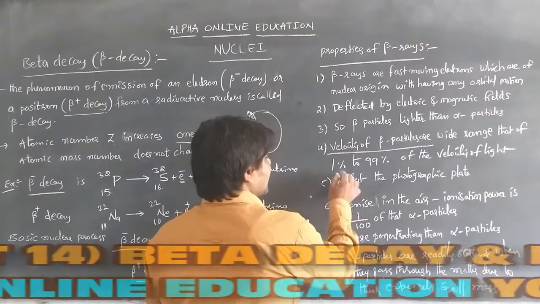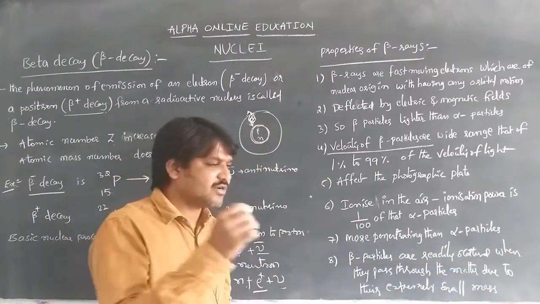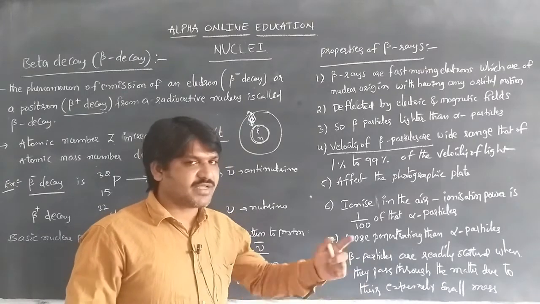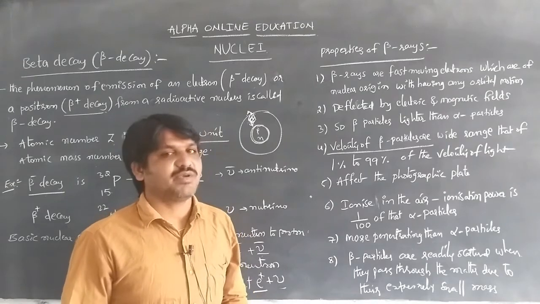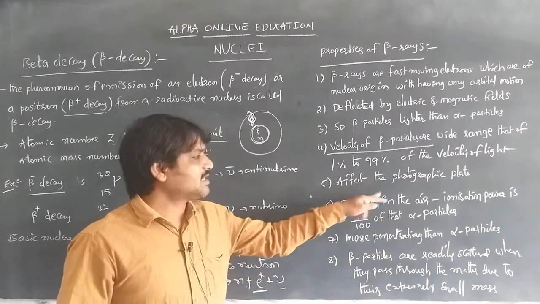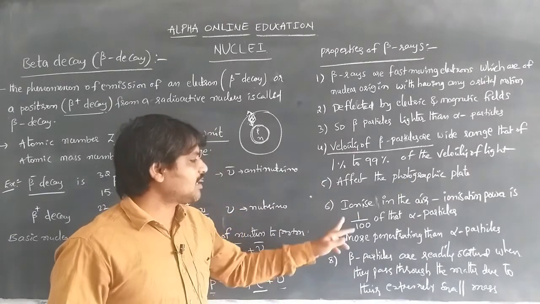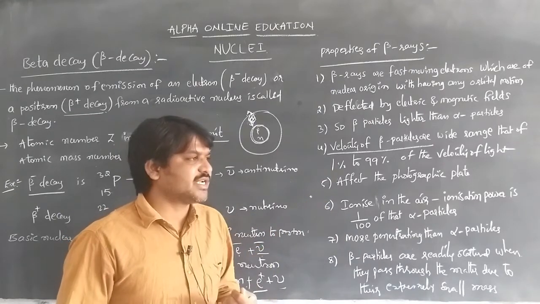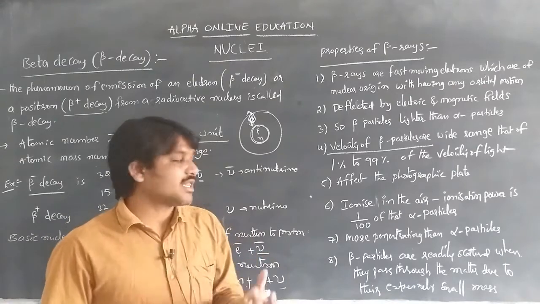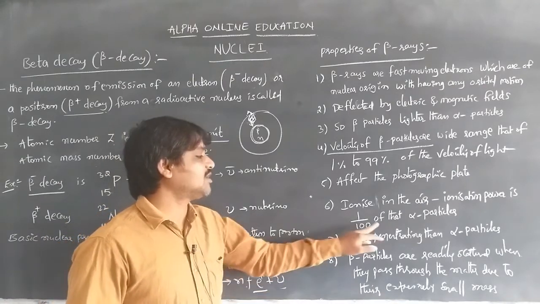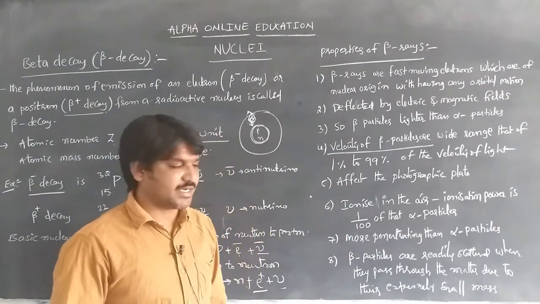Whenever beta rays are incident on a photographic plate, the photographic plate is affected by them. Being charged particles, they can also ionize the air, and this ionization power is about 1/100 of that of the alpha particles.